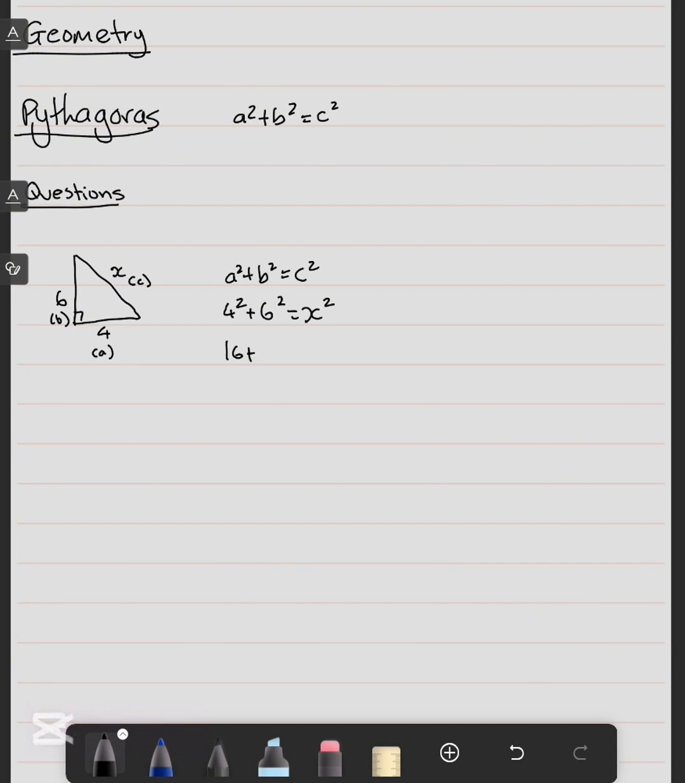Now we just use normal algebra and solve for x. 16 plus 36 equals x squared. We add them and get 52 equals x squared. And we get x is equal to 7.21.